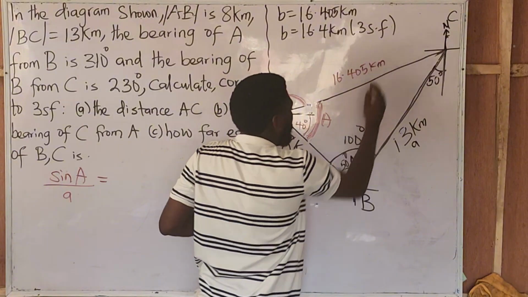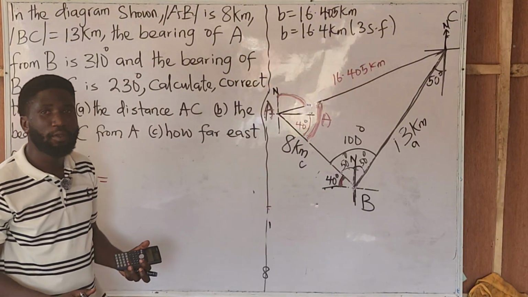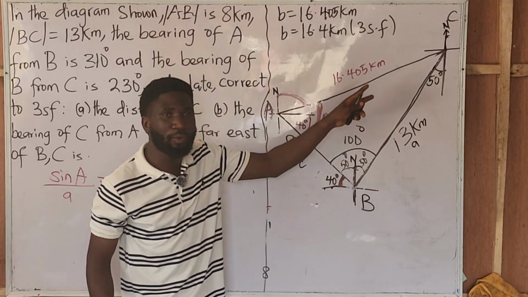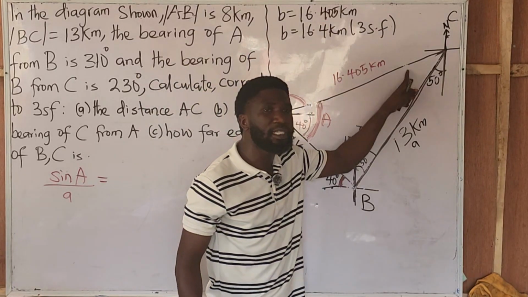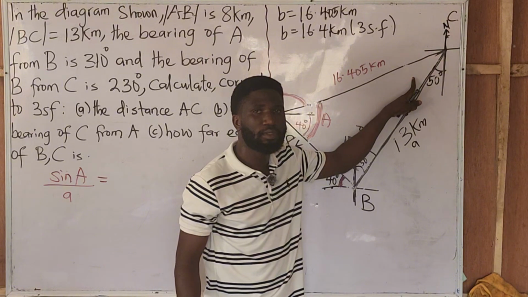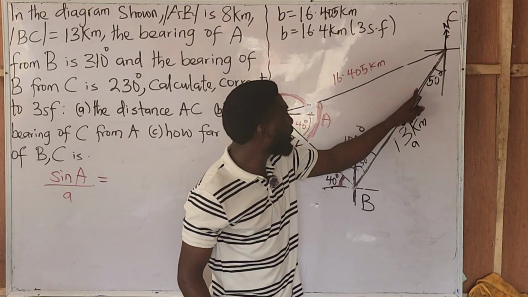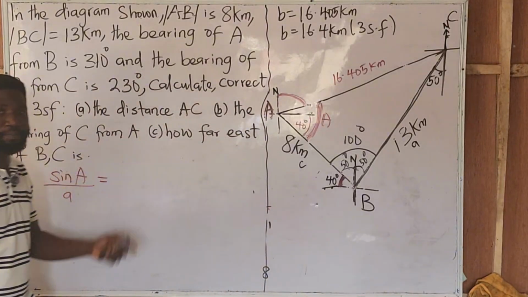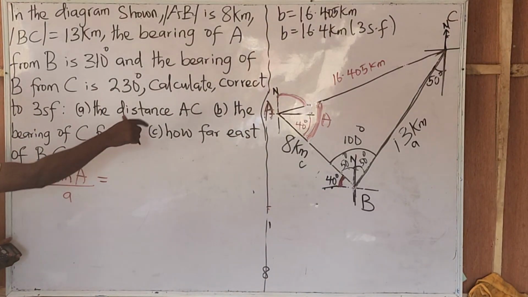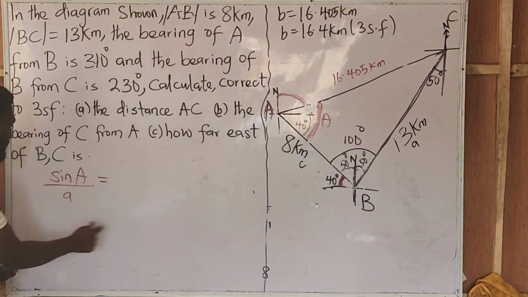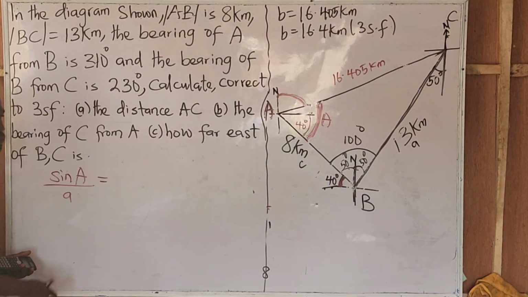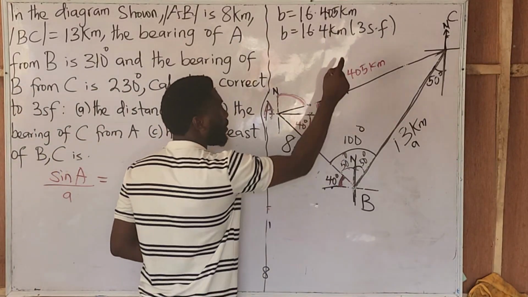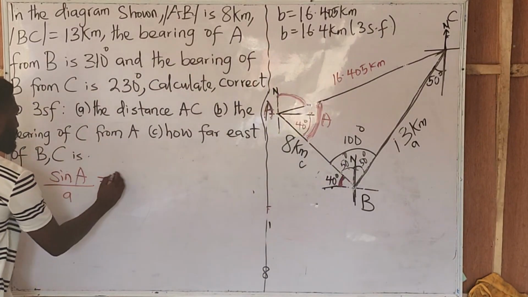So let's try to make use of 16.405 kilometers as the value for B. So we are going to be comparing A and B, and not A and C. Why? The angle C is unknown. Am I making some sense now? So the angle C is unknown. So we are going to be comparing A and B. We are using A because we want to find A. And also take note that side A is already given. So we are going to compare this and B together while we have angle B and side B.